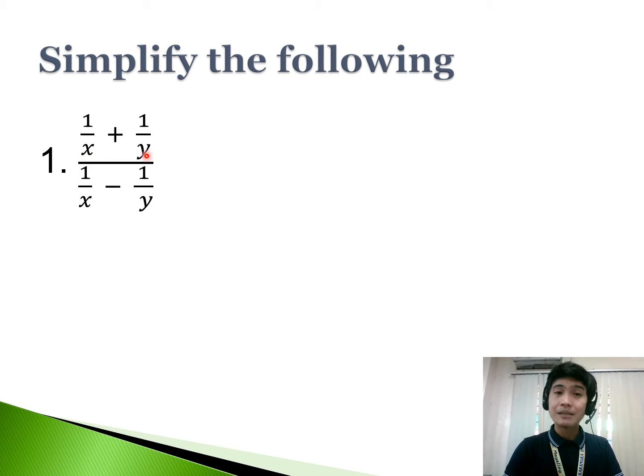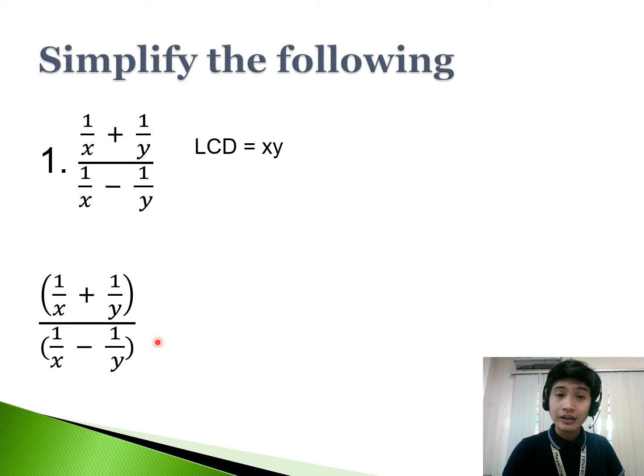So, dahil parehas na prime yung mga denominators na involved sa ating fraction, then definitely, our LCD or the least common denominator is just simply multiplying x and y, which will give us xy. Okay? So that's the step 1. So the step 1 is to get first the LCD. Anong step 2? Multiply yung numerator at denominator nung complex fraction nung LCD na nakuha natin. So, xy will be multiplied to our numerator and xy will be multiplied to our denominator.